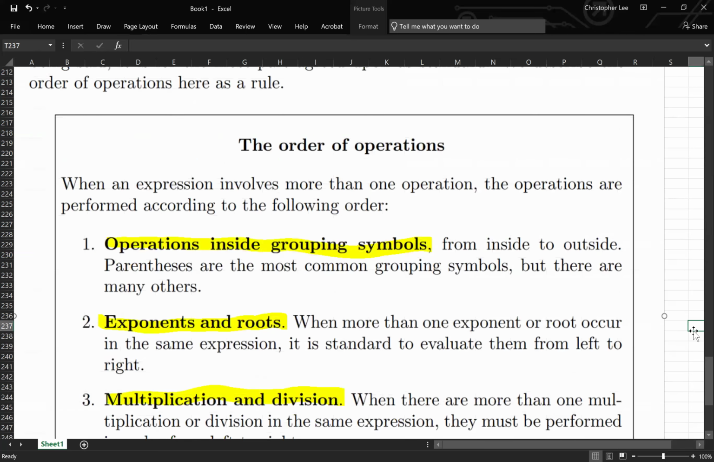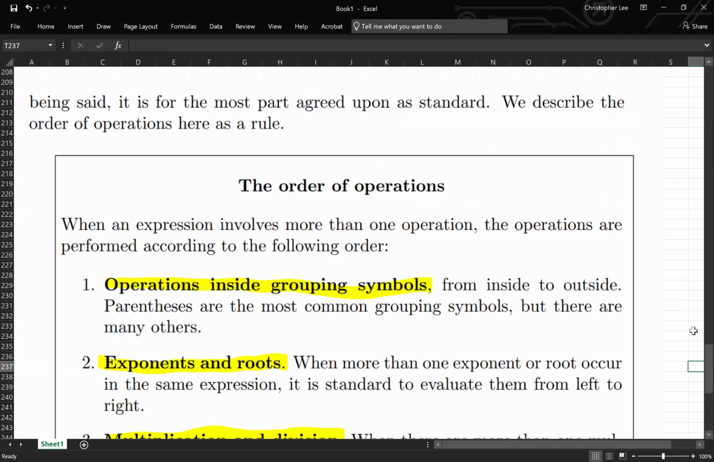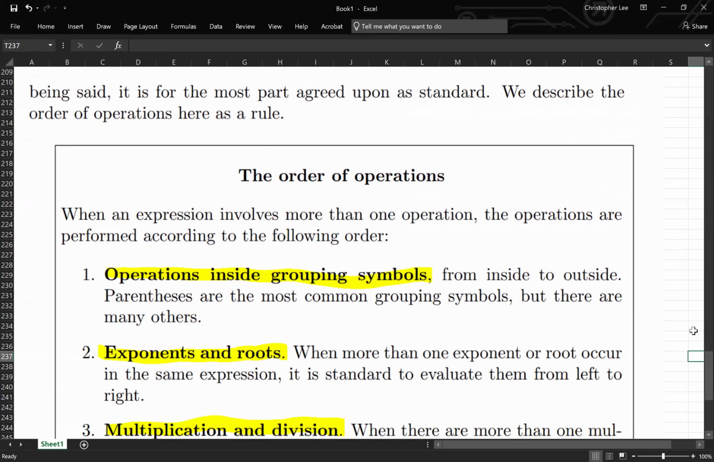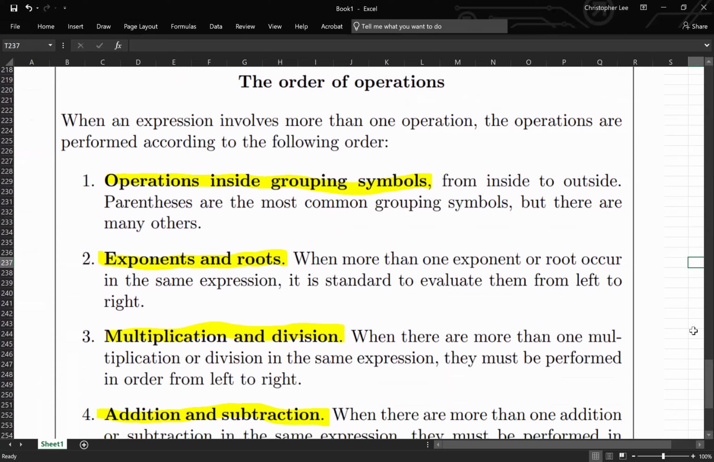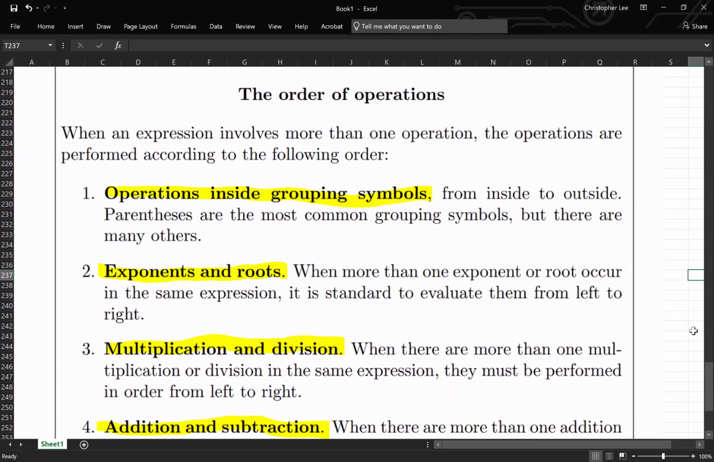All right. So that being said, it is for the most part agreed upon as standard. We describe the order of operations here as a rule. So here goes the order of operations. When an expression involves more than one operation, the operations are performed according to the following order.